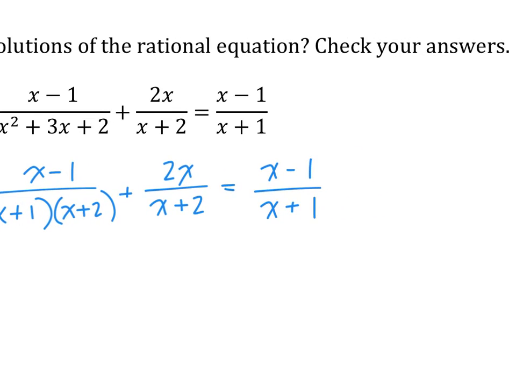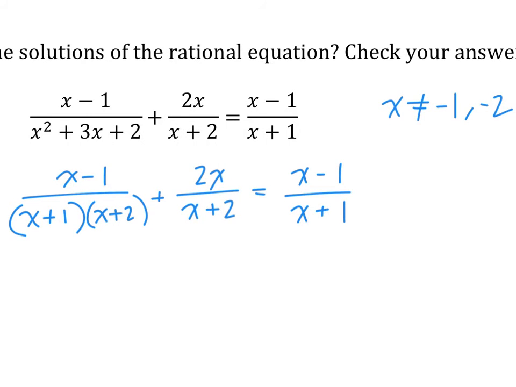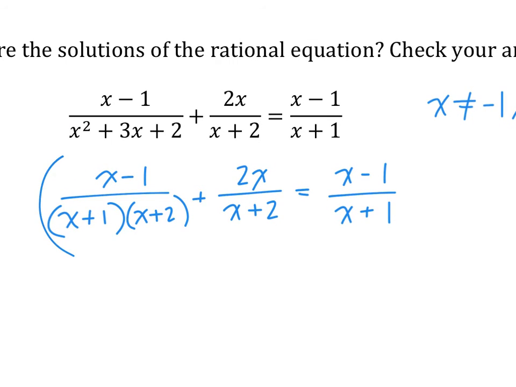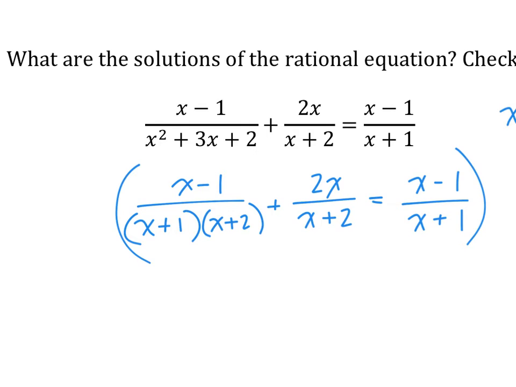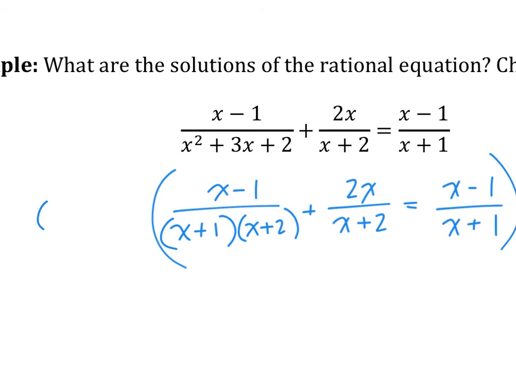Okay, first thing is write down what x is not equal to. What can x not equal to? -1, -2. Okay, as long as your answer is not any of those, it's good. All right, the next step is what? Multiply by x plus 1. Yeah, multiply by the LCD, which is x plus 1, x plus 2.